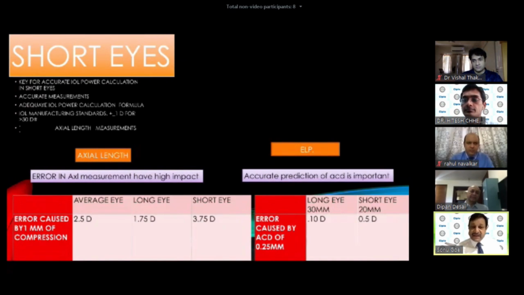So you have axial length measurements. Axial measurements can have errors and they have high impact. So 1 millimeter, as I have already mentioned, can lead to 3.75 in shorter eyes. And if you talk about the effective lens position, there has to be an accurate prediction of the ACD, which is very important. An error caused by an anterior chamber depth measurement of 0.25 millimeters can lead to, in a shorter eye, a surprise of 0.5 diopters, and which could be sparing in a long eye, close to 0.1 diopters.